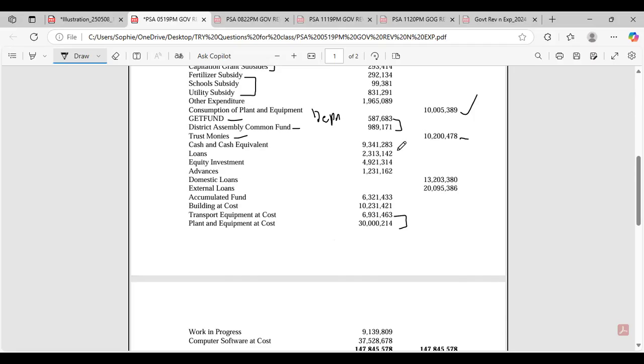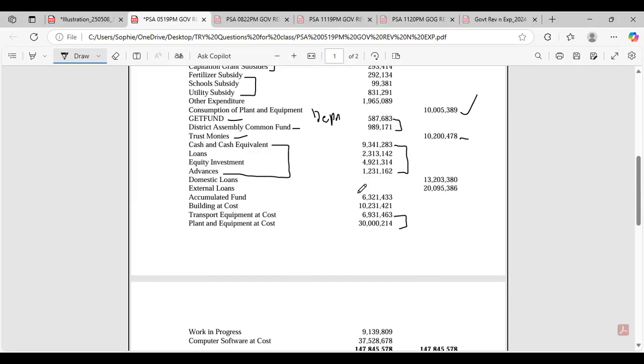Cash and cash equivalent. Who can tell me, from here to here, from here up to here, is what? Yeah, but what is it? 1, 2, 3, 4. It's what? Look at the position. Expenditure. Look at the items again: cash and cash equivalent, loans, equity investment, and advances.